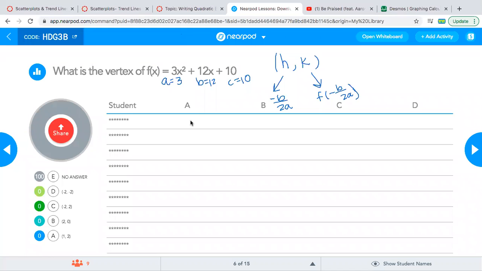It shouldn't be a decimal. Wait, what did you do? So tell me what. Oh, 2a. 2 times a. Then multiply. So you multiply 2 times A. So 2 times 3, which would be 6. So it'd be 12 over 6, negative 12 over 6.